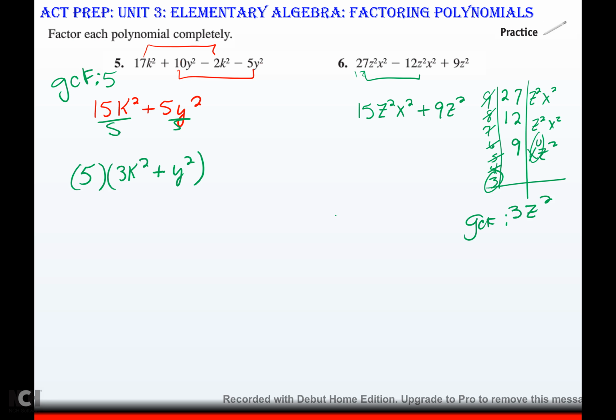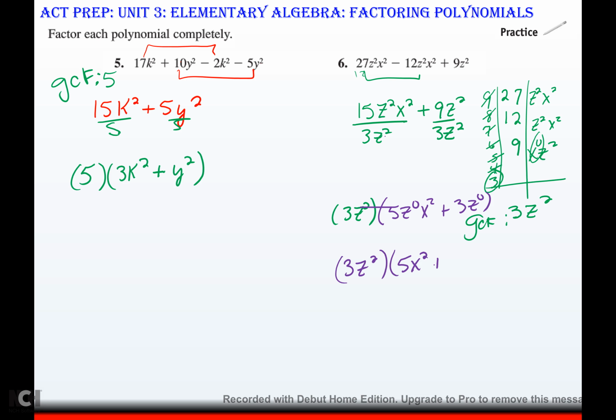Okay, so my GCF is 3z squared. To get what's left, I divide by 3z squared. So to get what's left is going to be 5z to the 0, because 2 minus 2 is 0, x squared, plus 3z to the 0. Well, that's going to give me 3z squared times 5x squared plus 3, because those are times 1s. Okay?